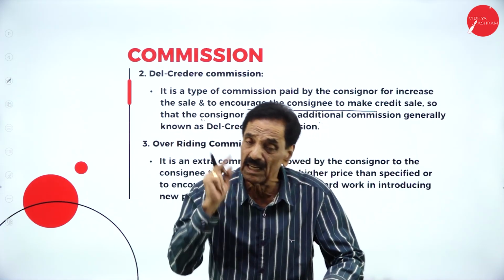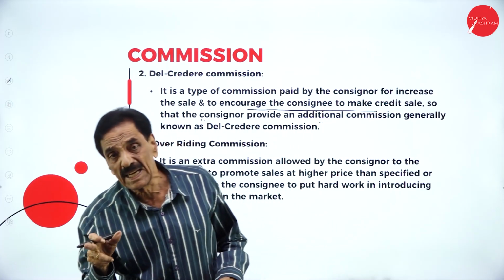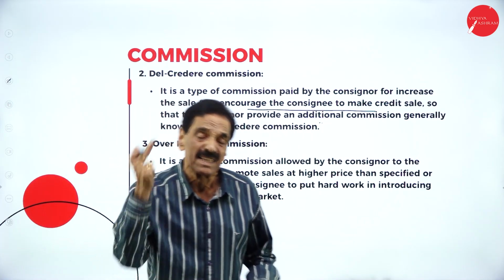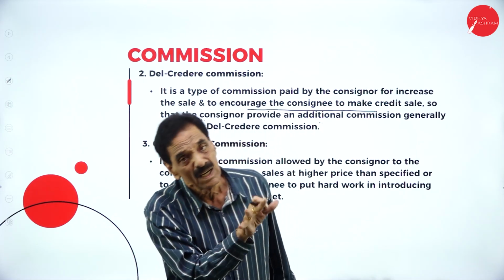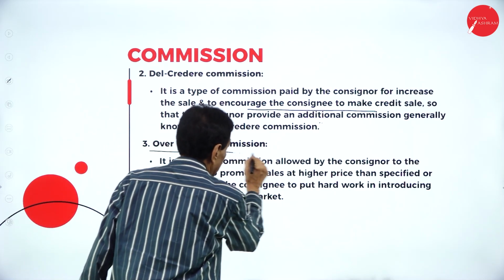Though it is an extra commission, this point is most important. Previously, any loss that arises should be met by the consignor. When bill credit commission is paid, if there is any loss like bad debt, that should be met by the consignee, not by the consignor. Then, overriding commission.